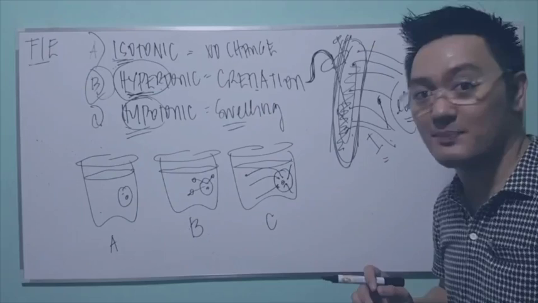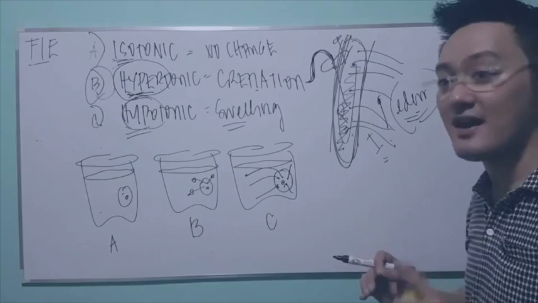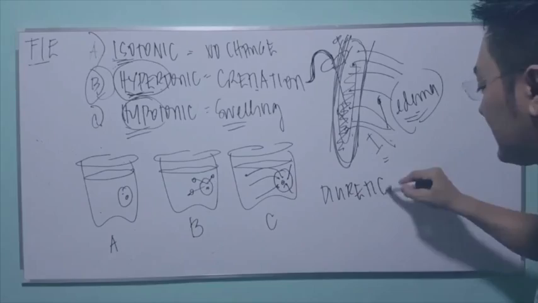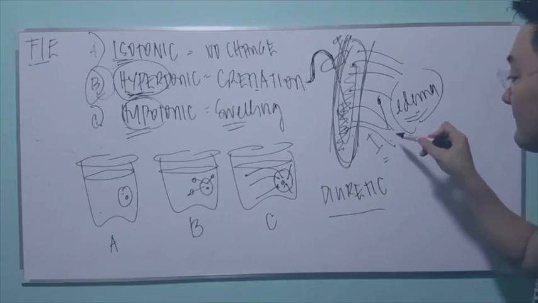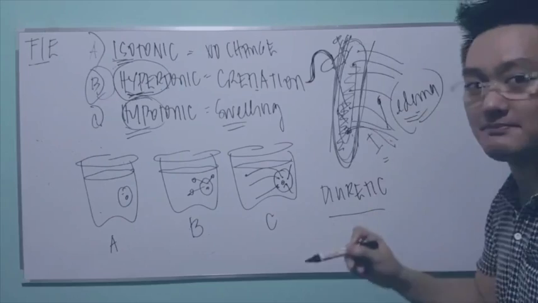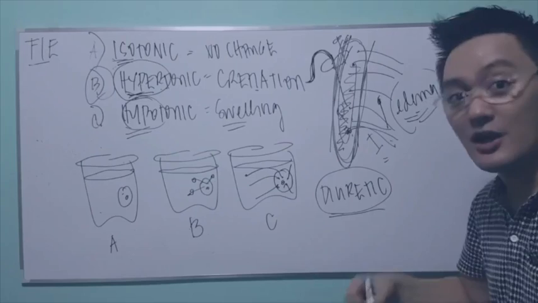Therefore, question, what drug must be given together with your hypertonic solution? Answer, diuretic drug. Why? The hypertonic will attract the fluid from the interstitial back to the plasma. When the fluid is inside the vascular compartment, it is now the job of your diuretic agent to eliminate too much water in the vascular compartment. Why? Because diuretic promotes diuresis.